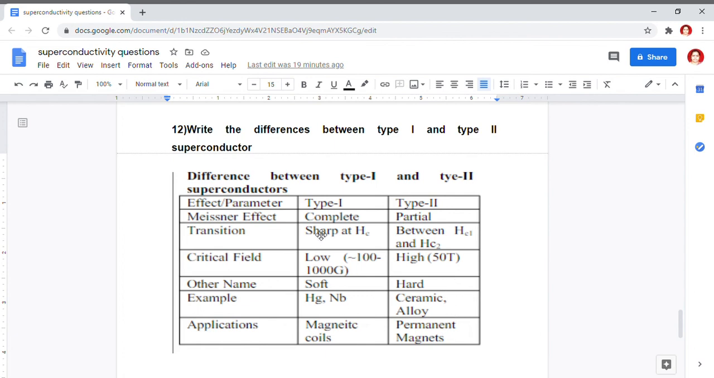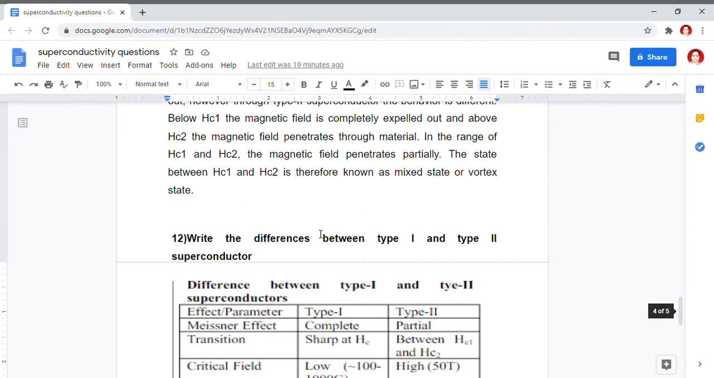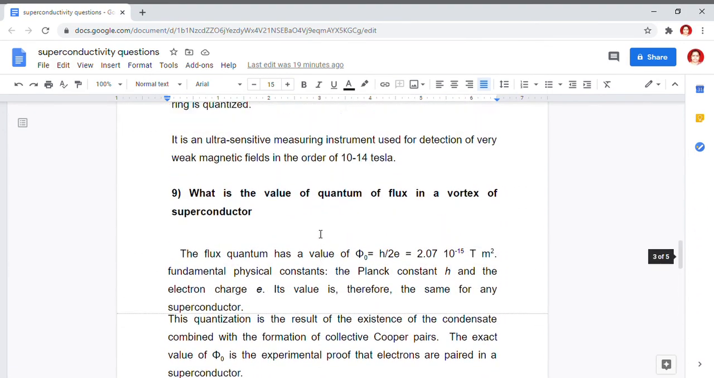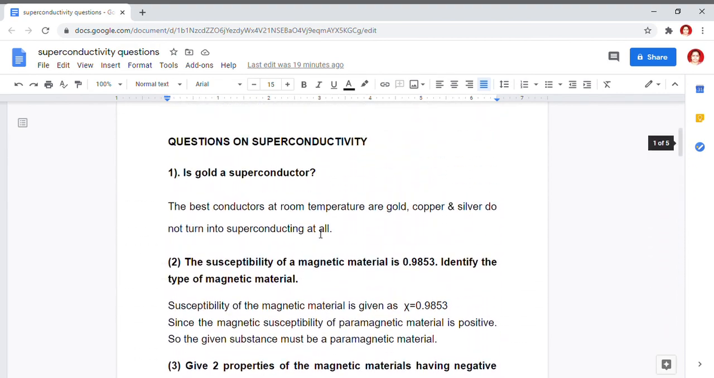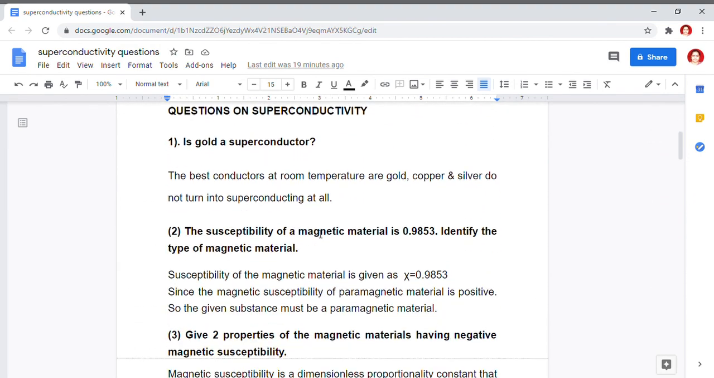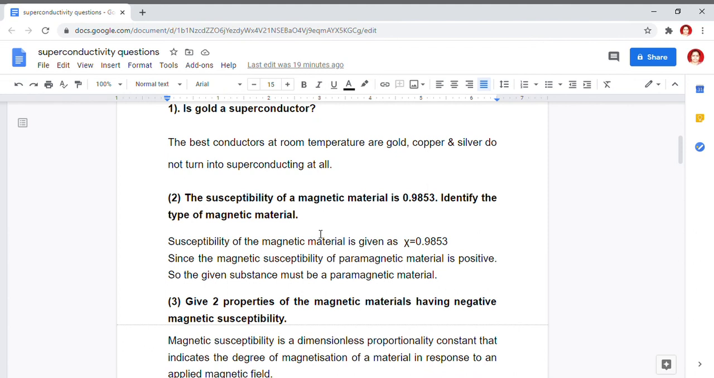Both types of superconductors have numerous applications. Type first superconductors are being used in magnetic coils, whereas type second superconductors are used in permanent magnets. So these are some basic questions that we must learn to know what superconducting materials are.